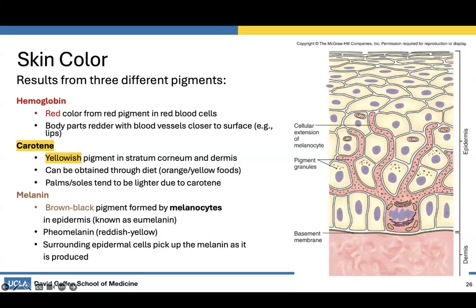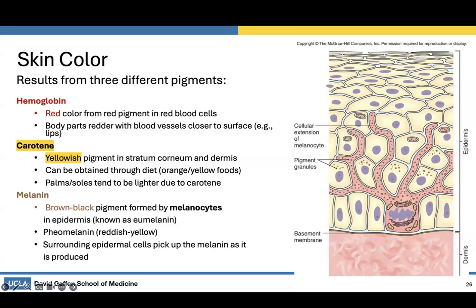How is skin color determined? Layers of pigment in the epidermis protect both the epidermal and dermal tissues. Hemoglobin, a red pigment, is found in red blood cells. Typically, areas that are more red, like the lips and the cheeks, often have blood vessels closer to the skin surface, hence why those areas are more red.